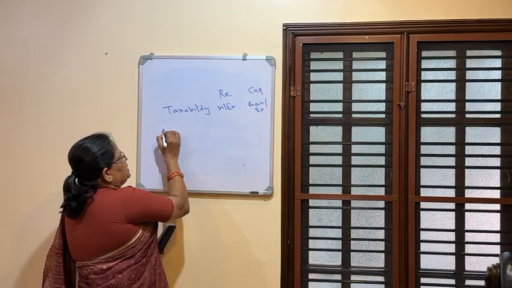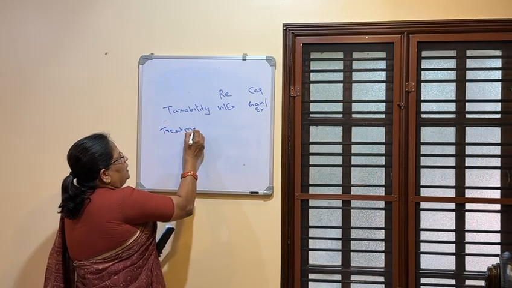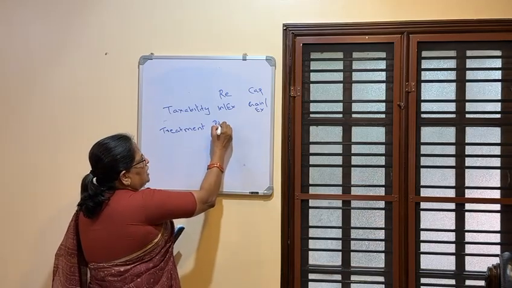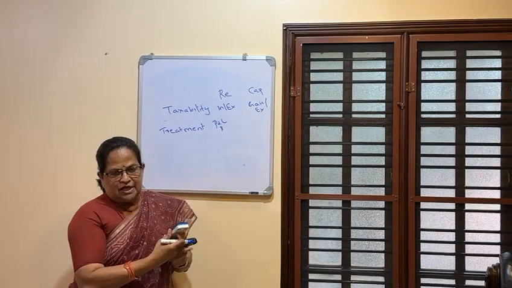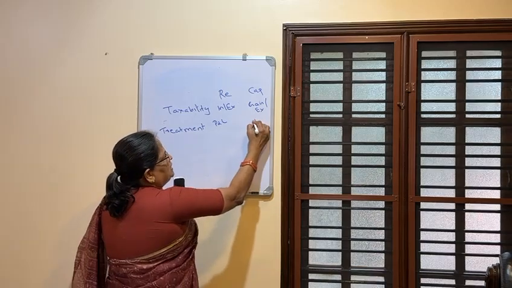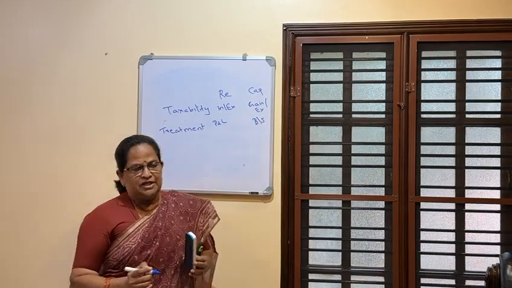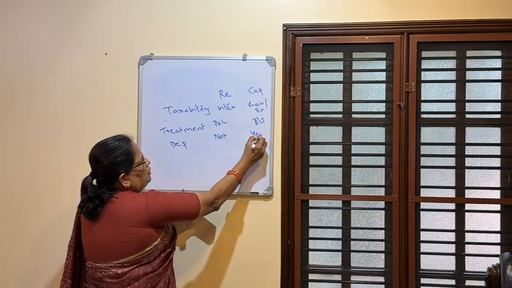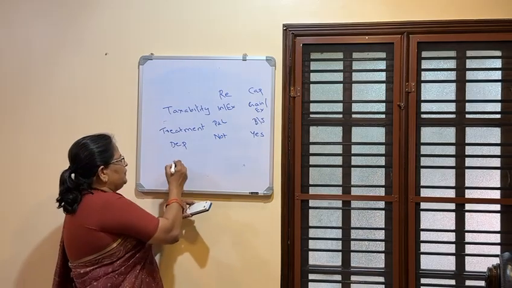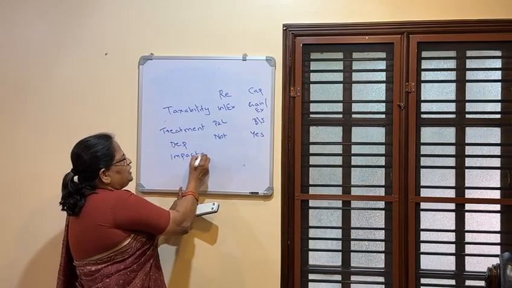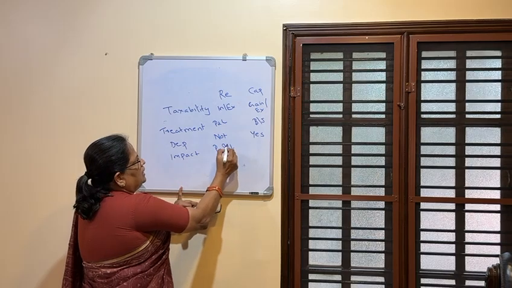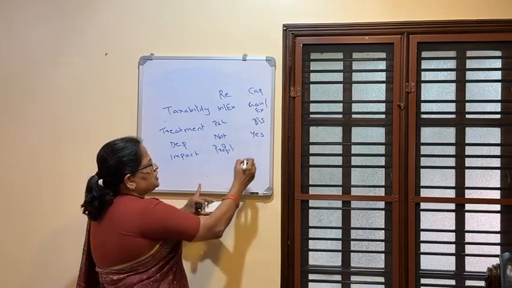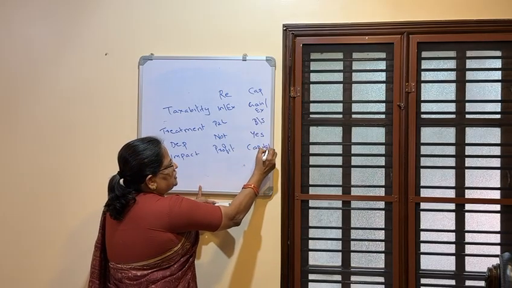Second is the accounting treatment. We have to remember, if it's revenue, it appears in the profit and loss account. If it's capital, it appears in the balance sheet. Now the third point is depreciation. Depreciation, in the case of revenue items, not allowed. Here it is allowed. Fourth point is impact. What is the impact? Revenue treatment will affect the profit. Capital will affect the capital structure of the business.